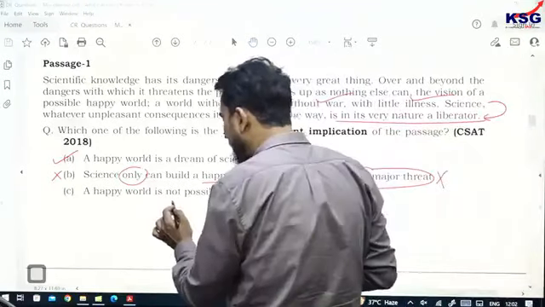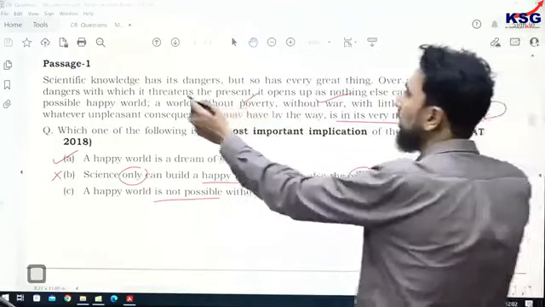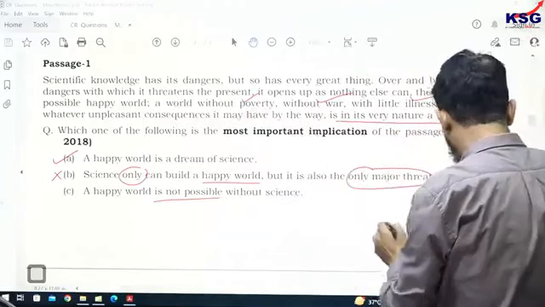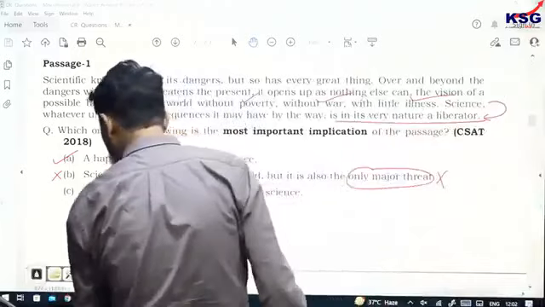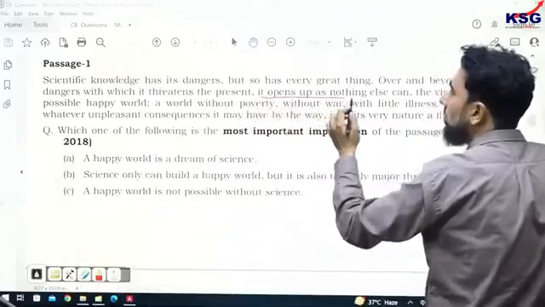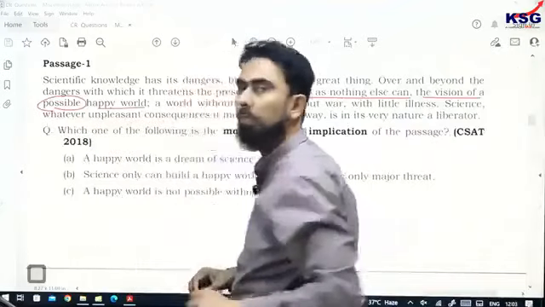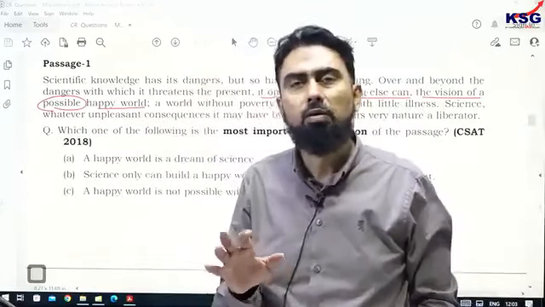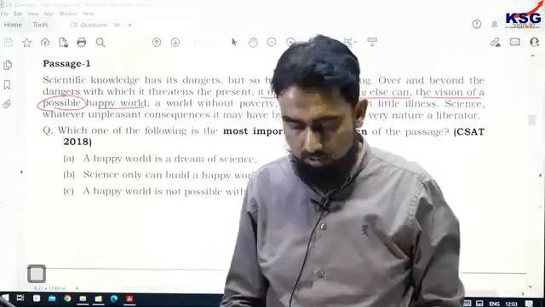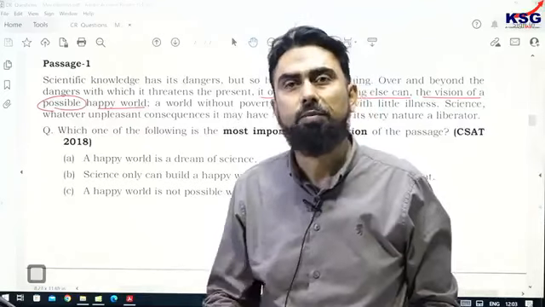C option says a happy world is not possible without science. Now look at the second sentence. Author says over and beyond the dangers with which it threatens the present, it opens up as nothing else can the vision of a possible happy world. Now be careful of the words chosen, written by the author. He says that it opens up as nothing else can the vision of a possible happy world. So happy world, author is not taking any guarantee. It's like just saying a vision of a possible happy world.